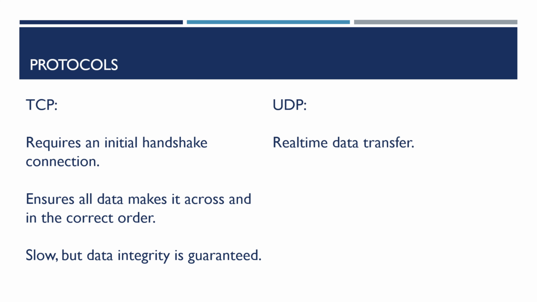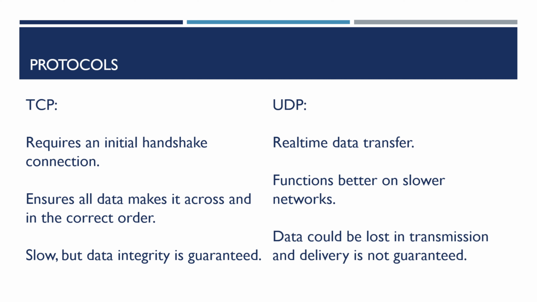UDP allows for real-time data transfer. It does function better on slower networks. Data could be lost in transmission, and delivery is not guaranteed over UDP, however.